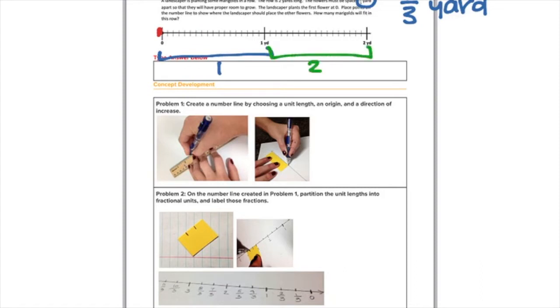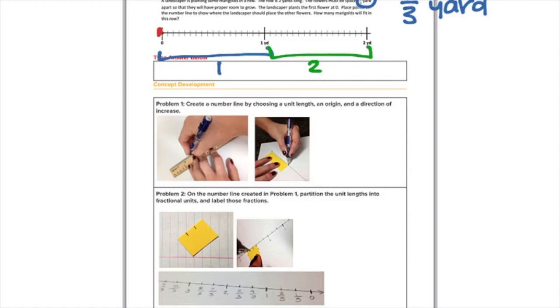If it's a 1/3 in the yard, that means we need to split that one section, that blue area, 1 yard, into 3. Now, whenever we're working on a number line, we need to have even intervals. So how are you going to split this into thirds? Take a second and think.